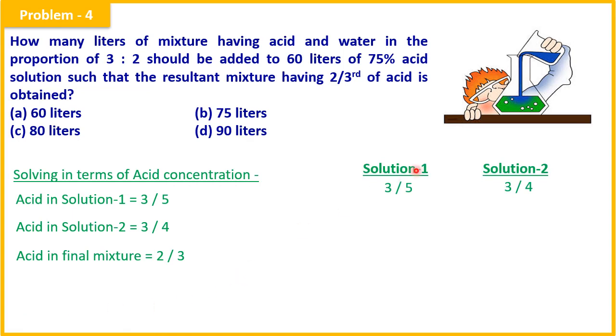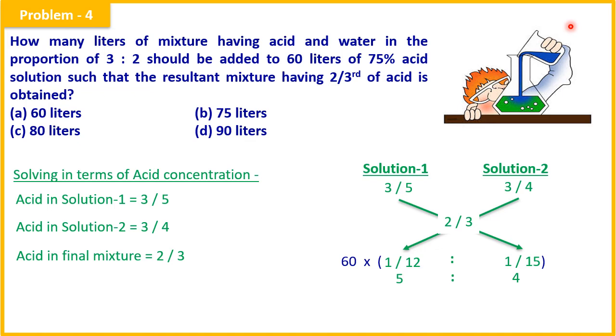So solution 1 acid concentration 3/5, solution 2 acid concentration 3/4, and resulting concentration is 2/3, which is written in the center. Now let us do cross subtraction here. I will do 2/3 minus 3/5, which is equal to 1/15, and 3/4 minus 2/3, that is equal to 1/12. So this particular ratio we are getting in terms of fraction. We can bring it to integer by multiplying it with LCM of 12 and 15, which is 60. So if we multiply it by 60, the ratio comes out to be 5:4.